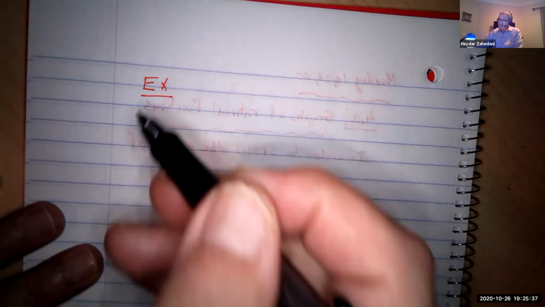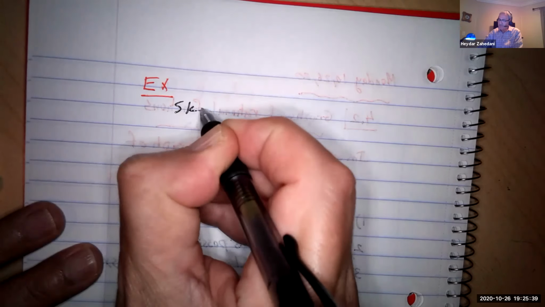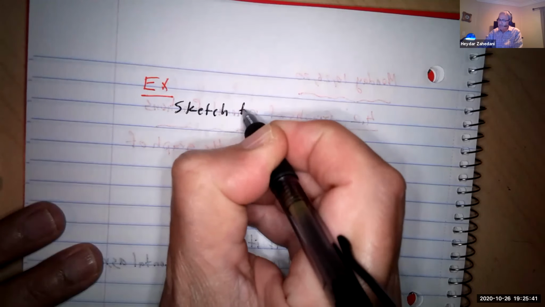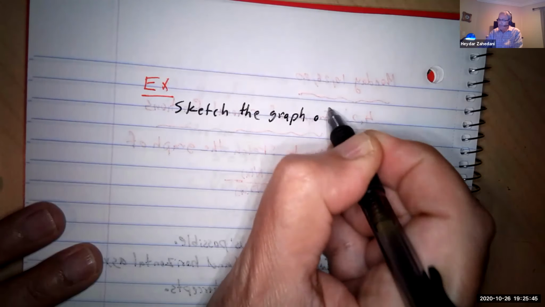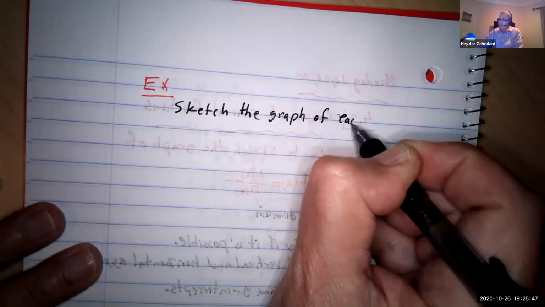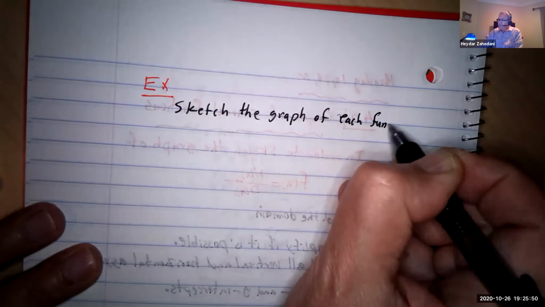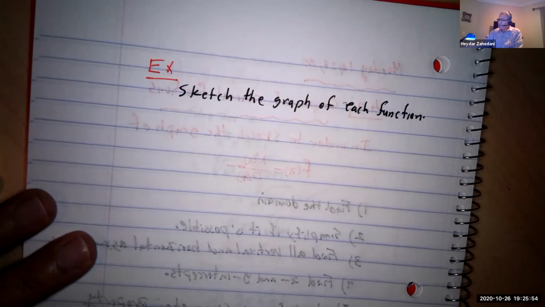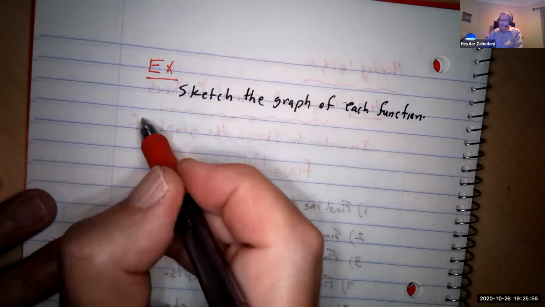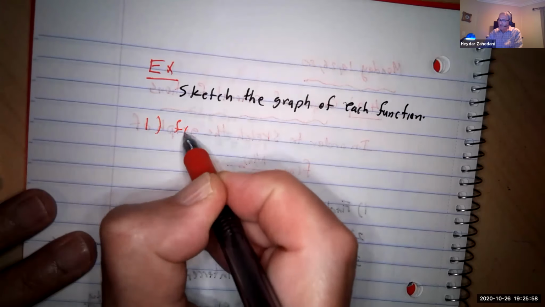So there you are, type 1, 2 examples. Sketch the graph of each rational function. The first one is the most popular one, and most of the time this is the only one that you're going to use in the future.